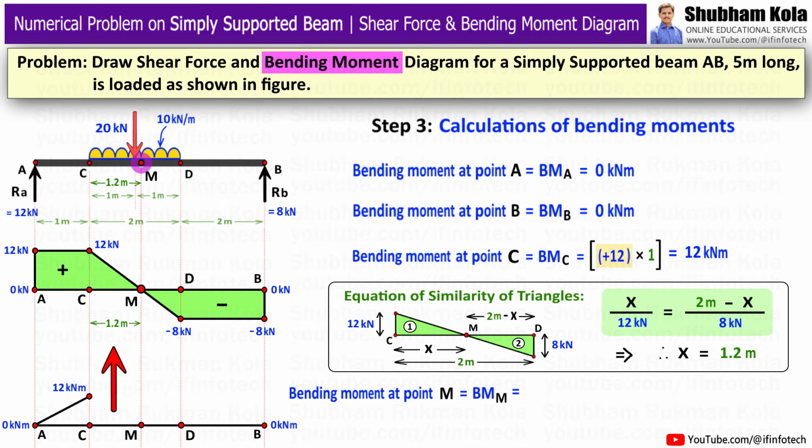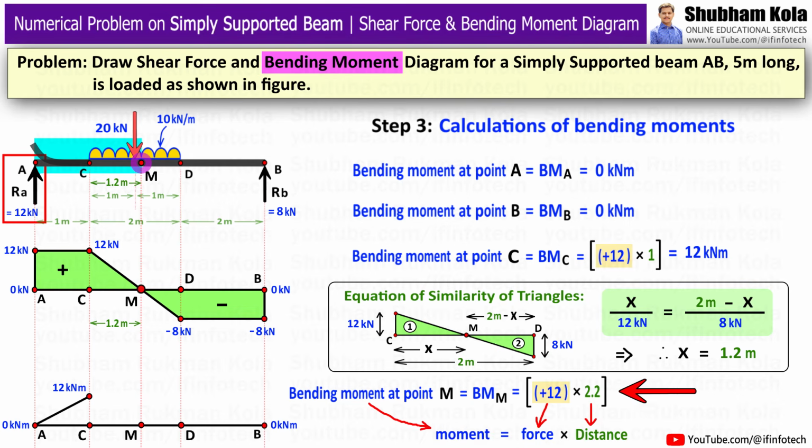So from distance x, next I will calculate the maximum bending moment value at point M. So next, to calculate bending moment at point M, that is BM suffix M equal to, here at the left hand side of point M, there is reaction force Ra of 12 kN. Due to this force, the beam shows sagging effect, and for sagging effect of the beam, I will consider this force as positive. So I will add this force with positive sign. And as per decided, moment is force into distance. So I will multiply this force with the distance, that is 2.2 meter.